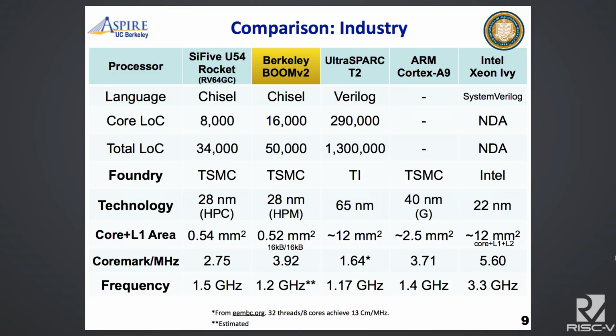So here's just to give you an idea of the area, the performance, the frequencies. They're all in different technologies, so you have to do a little math in your head. And the CoreMark is something that hits in the cache. This gives you an idea of how fully utilized you can get a pipeline to go. And it's not bad compared to other out-of-order industry cores like the A9. And the frequency is not too bad as well.